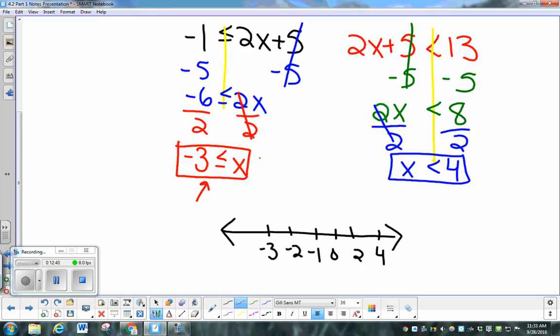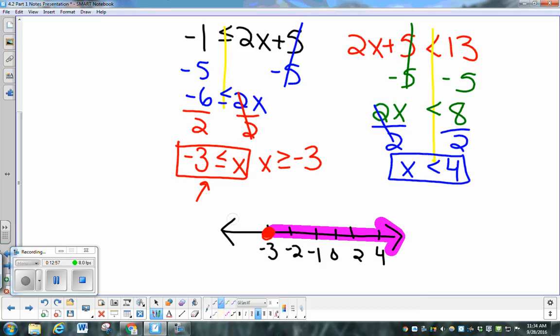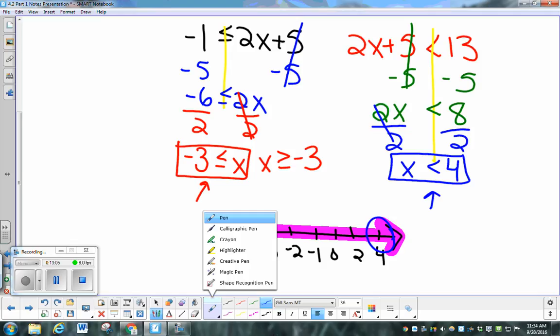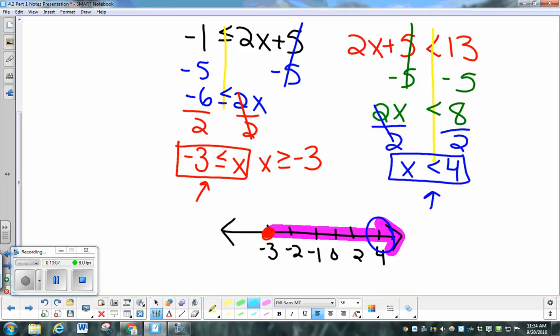X has to be, we can also write this as x is greater than or equal to negative 3. So we want a closed circle on the negative 3. And then we want to highlight or shade everything greater than it. For my other one, I'll use blue. X is less than 4. So I'm putting an open circle on the 4. I made it kind of big so I could see it over the highlighter. And I'm going to shade everything less than 4.